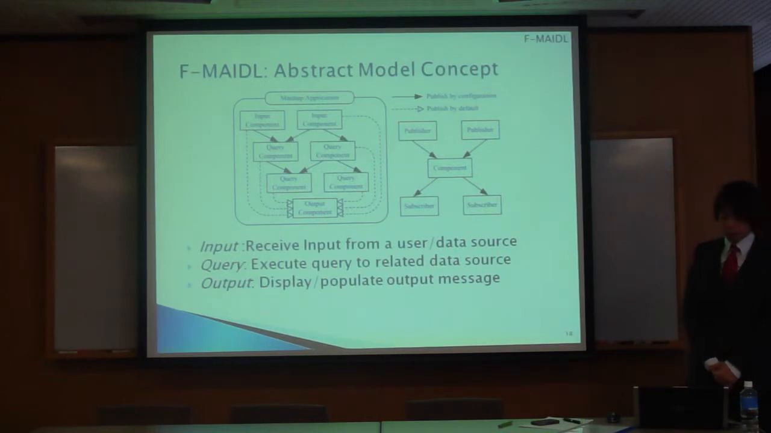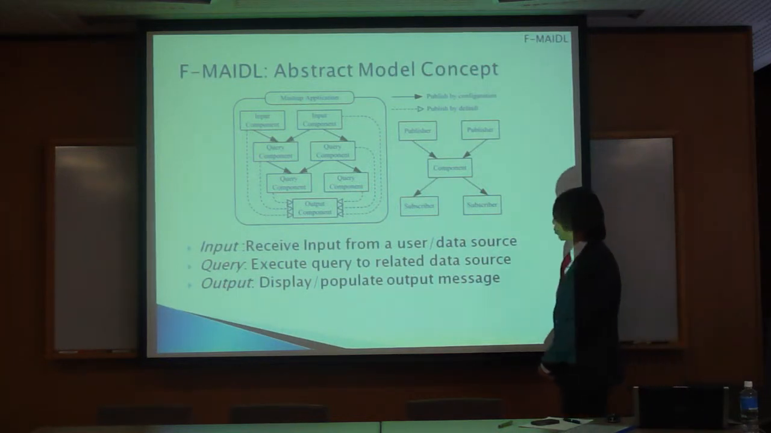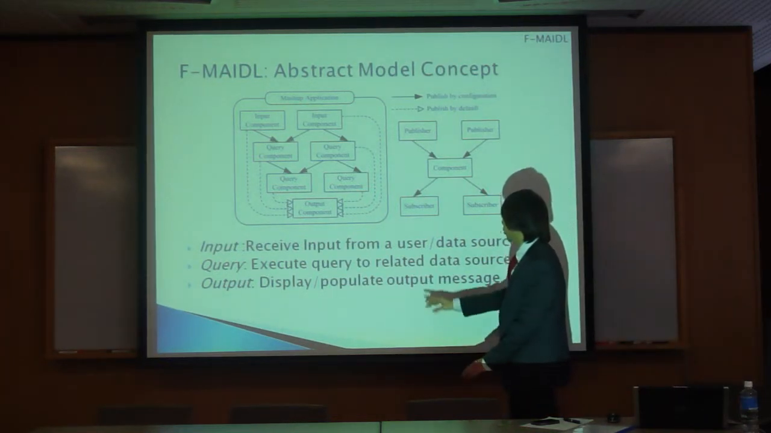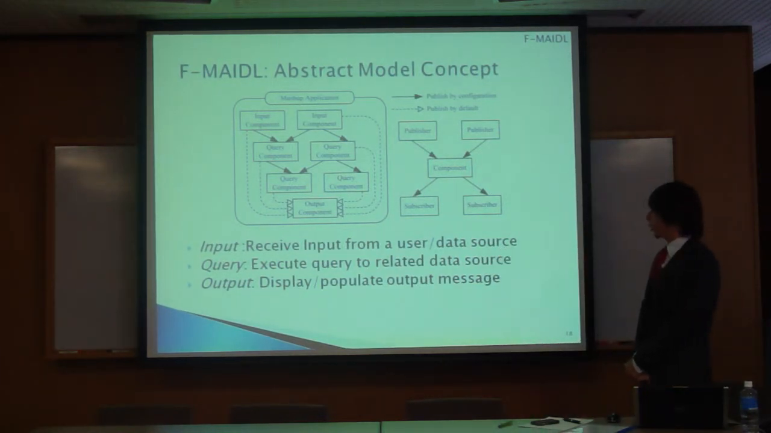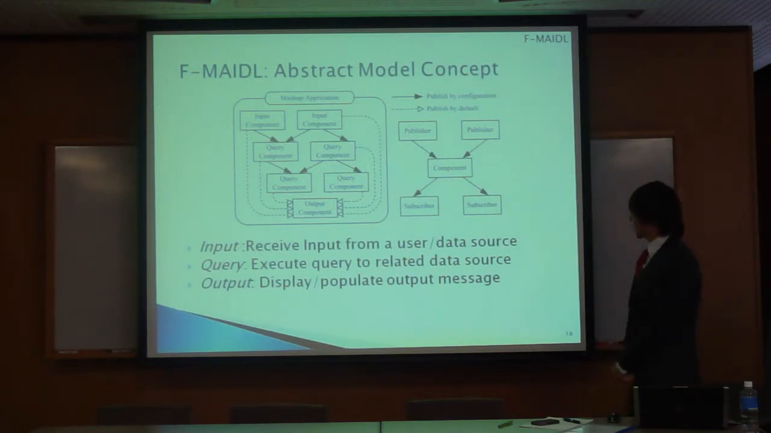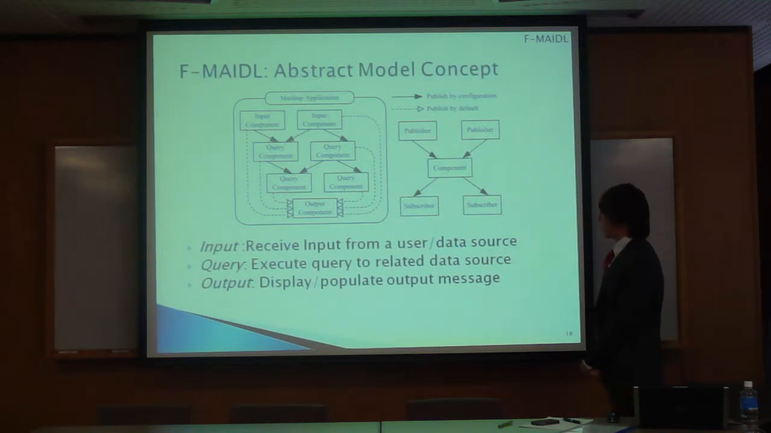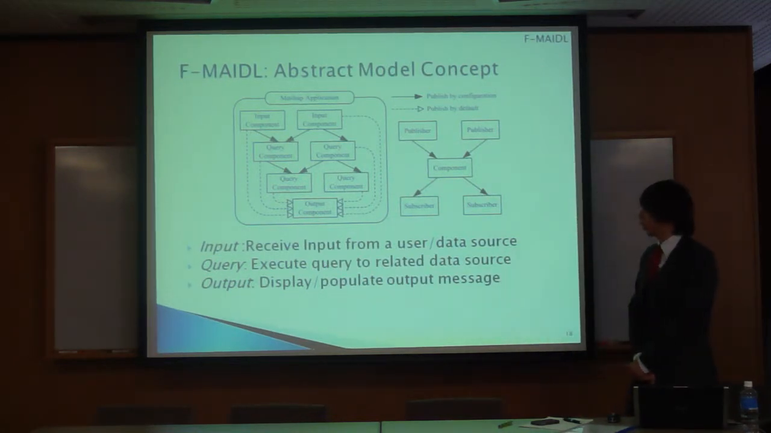So the abstract model concept for the flow-based composition method is divided into 3 stages. The first is input. The input receives input from the user or a data source. In the query stage, the component will execute a query to the related data sources. In the output stage, the component will display or populate the output message for other devices.